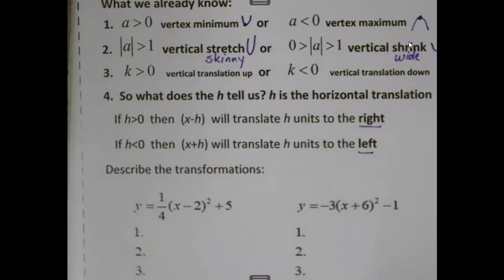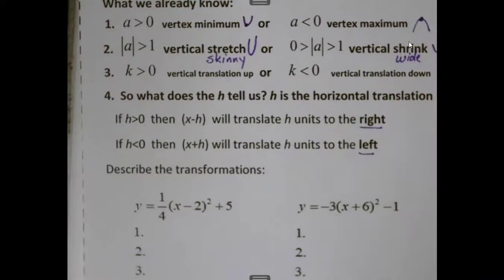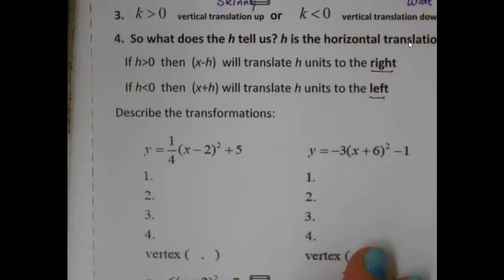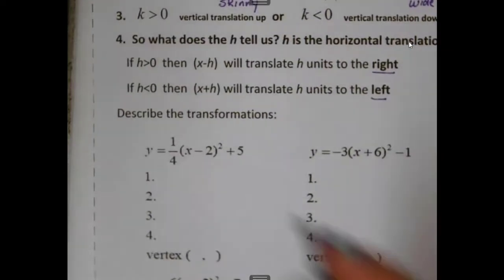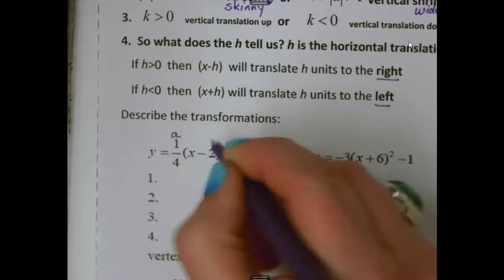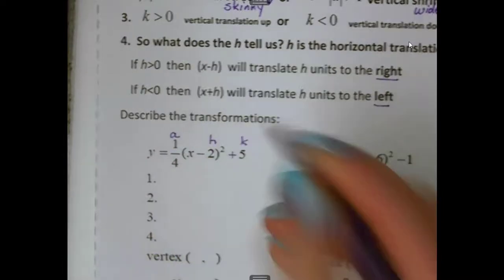So we're going to take a look at a couple examples. We can always refer back up to these notes to help us see what's actually going on with this function compared to the parent function. All right, so let's look at the first example. I'm going to label this A, H, and K.